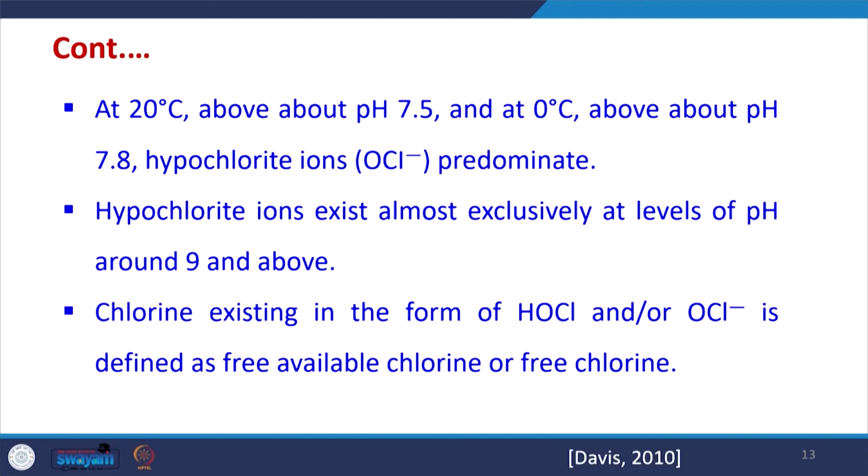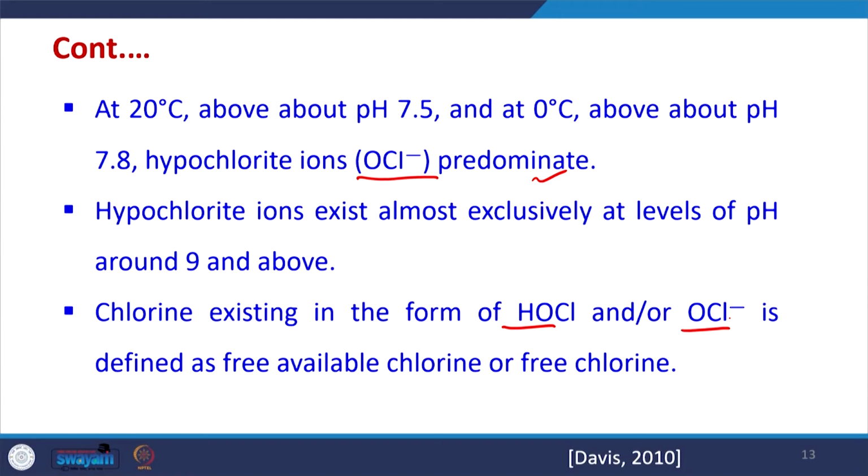At 20 degree centigrade above pH 7.5, and at 0 degree centigrade above about pH 7.8, hypochlorite ions OCl minus will be totally present. So, if the pH is above 8, everything will be hypochlorite ions only; chlorine will get converted into hypochlorite ions. Now, chlorine existing in the form of HOCl or OCl minus is considered as free available chlorine or free chlorine.